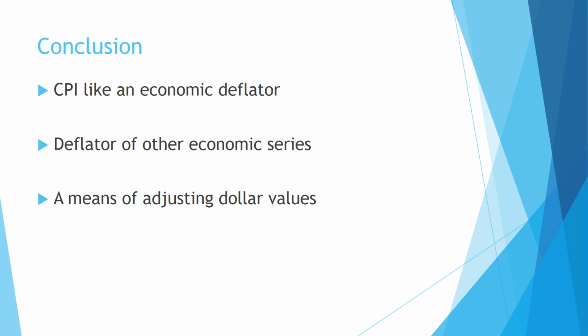CPI is important to study because it works as an economic indicator, as a deflator of other economic series, and as a means of adjusting dollar values. It is an economic indicator because it shows the price change in the government, business, labor, and other private citizens. It helps to get through the difficulty of making the best economic decision. It is a deflator for other economic series because it's used to adjust other series for price changes and to translate them into inflation-free dollars.